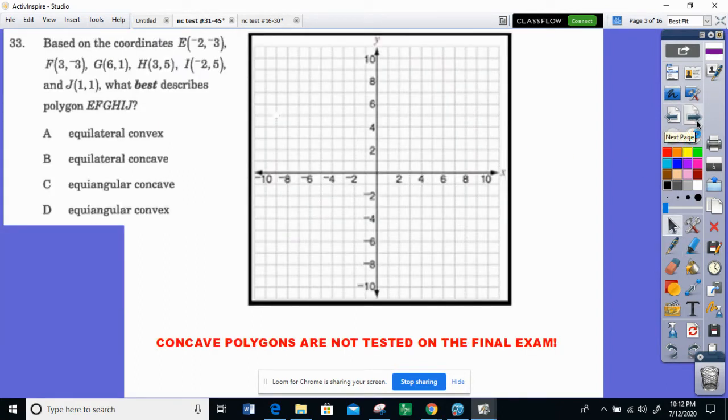Number 33 says, based on the coordinates E (-2, -3), F, G, H, I, and J, which best describes polygon E, F, G, H, I, J? Don't get too freaked out about this problem. Concave polygons are not going to be tested on the final exam. I just wanted to give you some practice plotting points maybe and remind you of some other vocabulary.